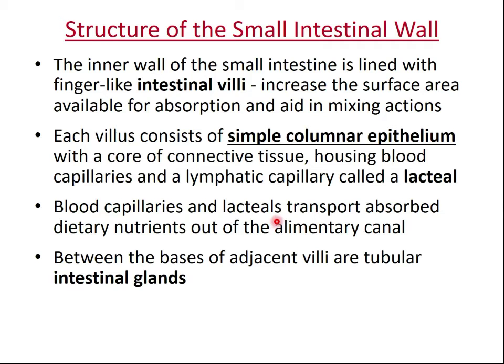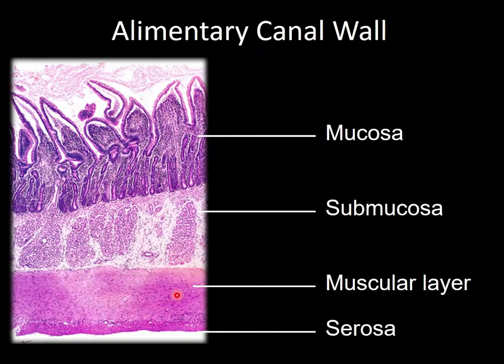Blood capillaries and the lacteals transport the absorbed dietary nutrients out of the alimentary canal into the blood vessel system that will take them to the liver. Between the bases of adjacent villi are tubular intestinal glands. So these glands are the ones that will secrete mucus and the secretory enzymes that are being produced.